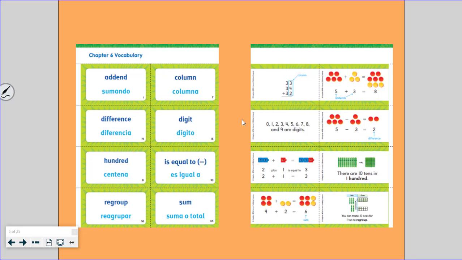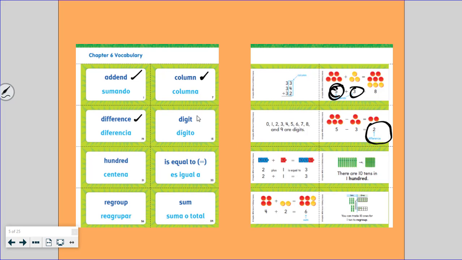Just some quick vocab that we're going to be looking at for this chapter. Words like add-in, right here. Here's the card that matches it. The example of add-in is 5 plus 3 equals 8. So these numbers 5 and 3 are both add-ins. This one over here shows a column. This is the word column. So this is a column. These numbers here are a column. The numbers here are another column. Difference, we actually just talked about this. So 5 minus 3, the answer right here is the difference.